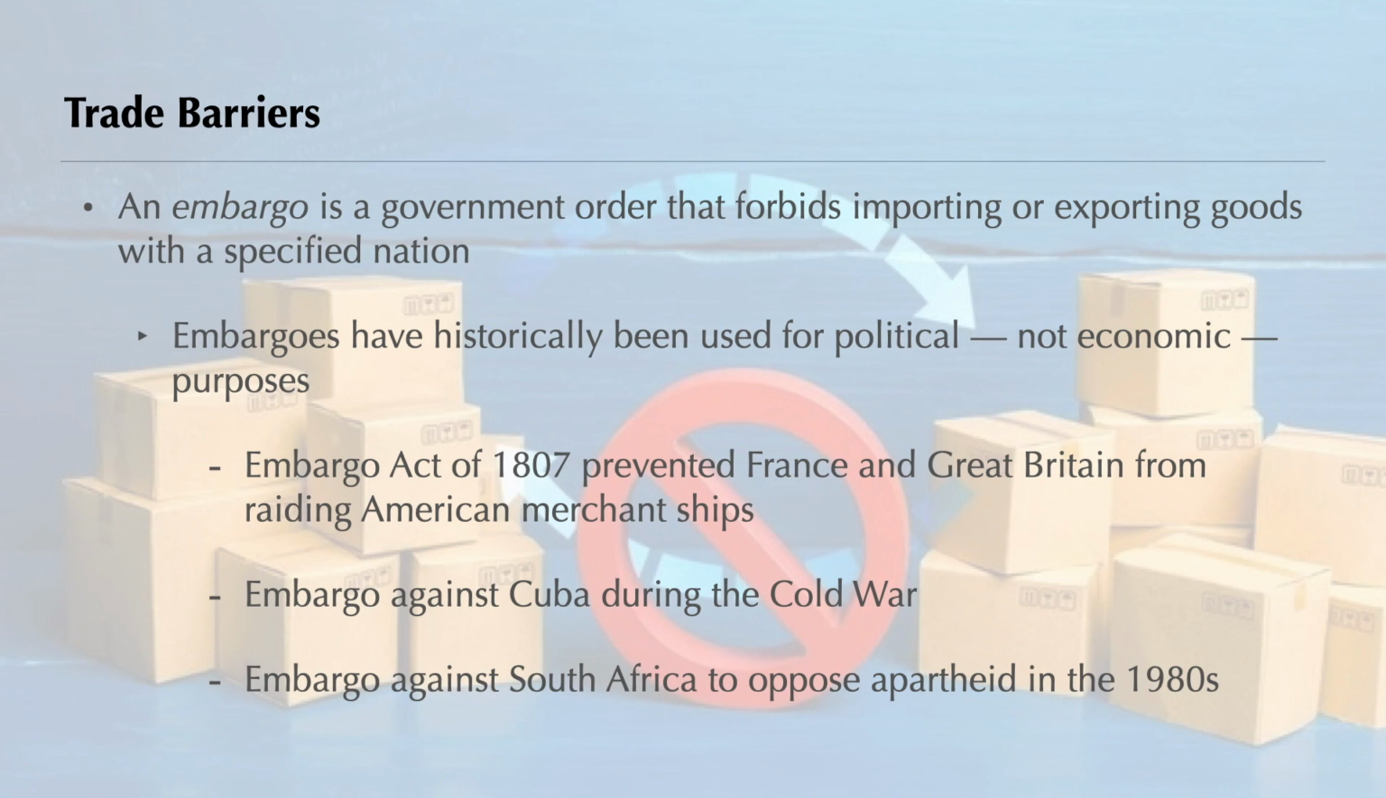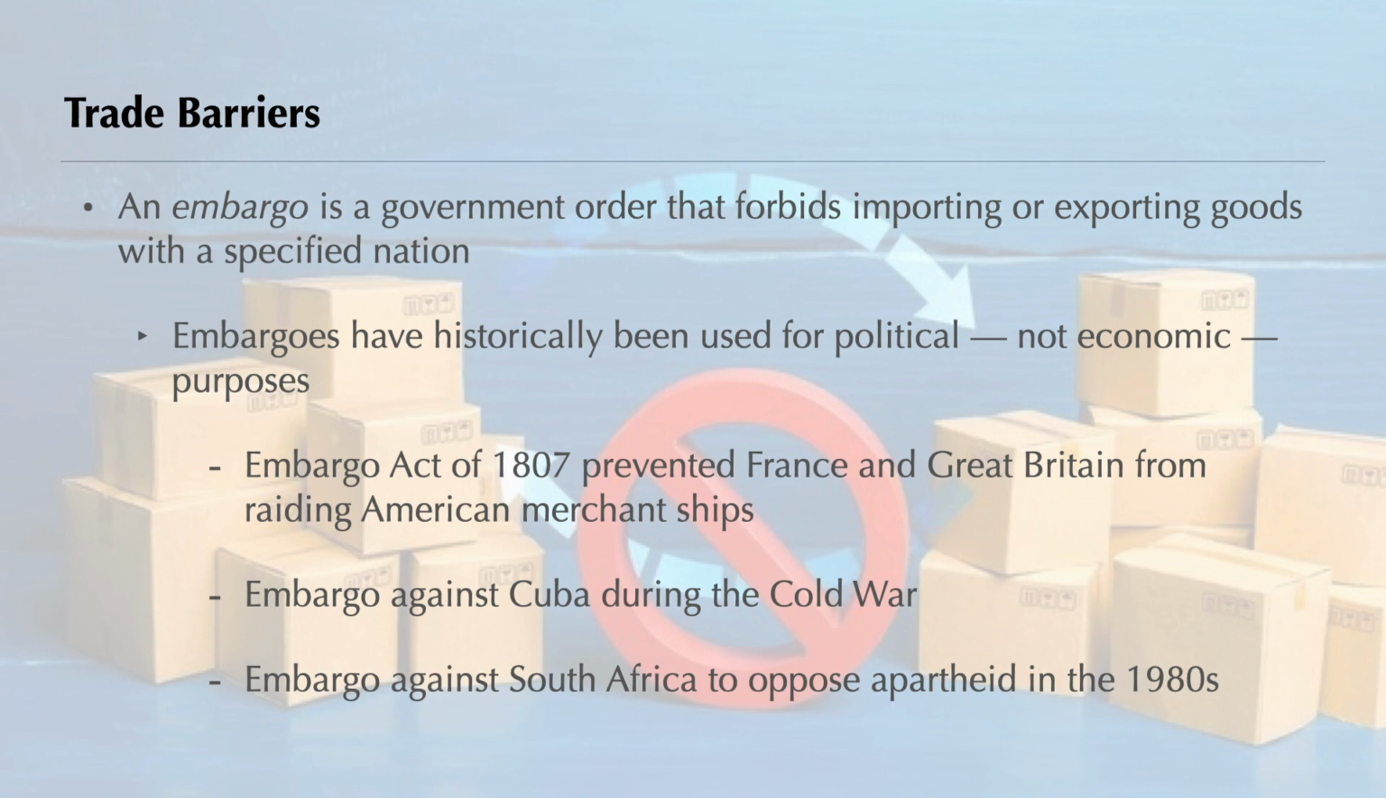A law that cuts off imports from and exports to specific countries is called an embargo. Historically, embargoes have been enacted for political rather than economic reasons. The Embargo Act of 1807, for example, was a politically motivated embargo designed to stop France and Great Britain from raiding ships belonging to U.S. merchants. More recent embargoes have also been used for political purposes.